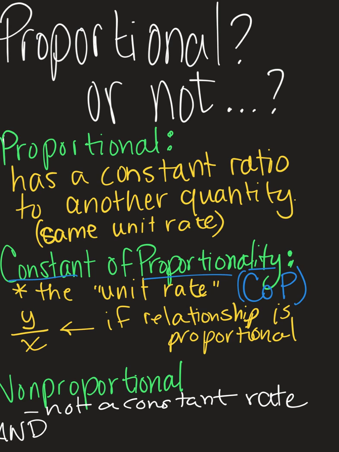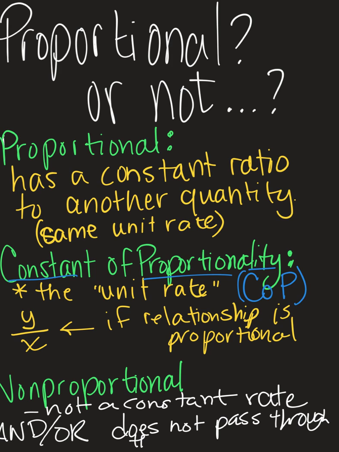And, or, it does not pass through the origin. So if you have a table or a graph, you should see that it goes through 0, 0, and I'll show you how to identify that in an equation as well. But 0, 0 is the origin, the coordinate that we're working with there. Okay, so let's get into some examples.